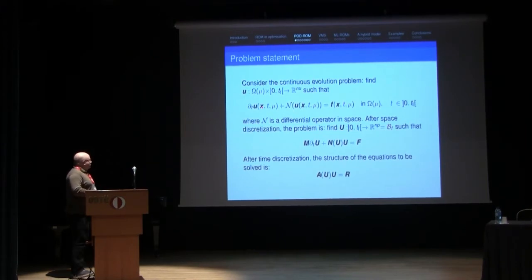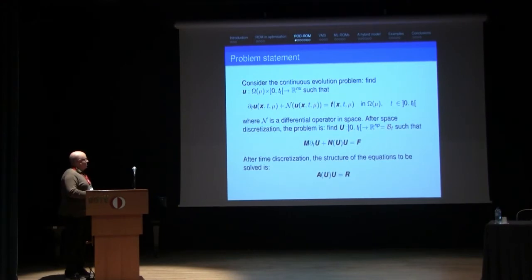So here we have position x, time t, and maybe a set of parameters mu, or maybe a single one mu, that defines, for example, the Reynolds number. Or in the case of shape optimization, mu, the parameter, also determines the geometry in which the problem needs to be solved. Okay? So that's the continuous problem, a general arbitrary partial differential equation.